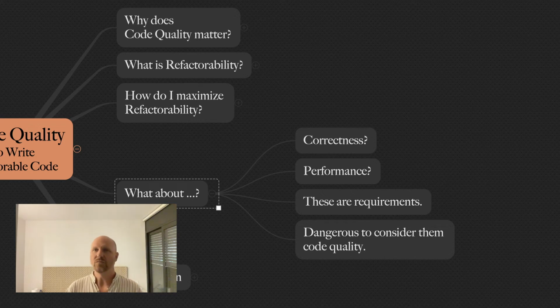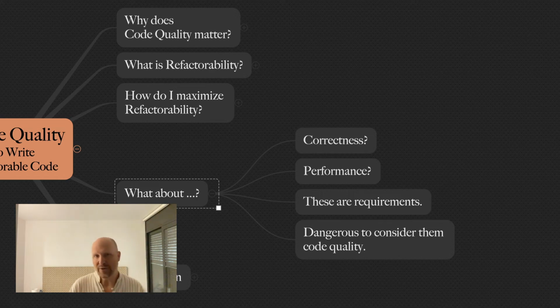I will strongly argue that those are not code quality metrics. In fact, they have nothing to do with code quality, which seems like kind of an extreme position, that correctness has nothing to do with code quality. And to be clear, I mean code quality. Correctness does have to do with quality, but not code quality. Code quality is very specific to this concept of refactorability.